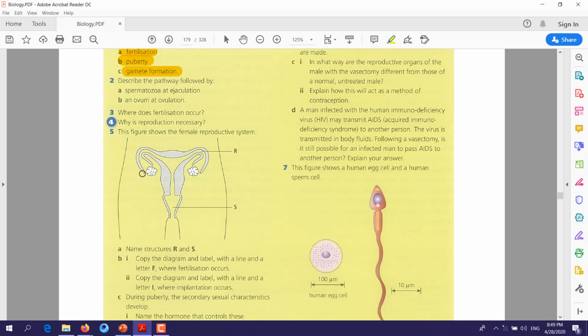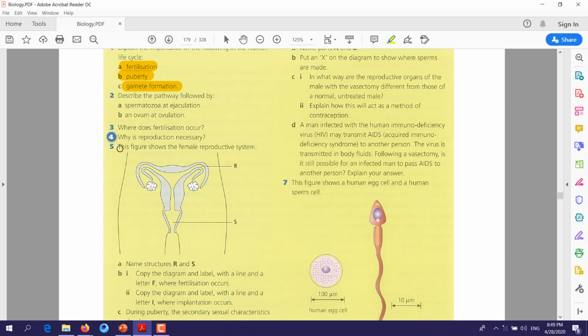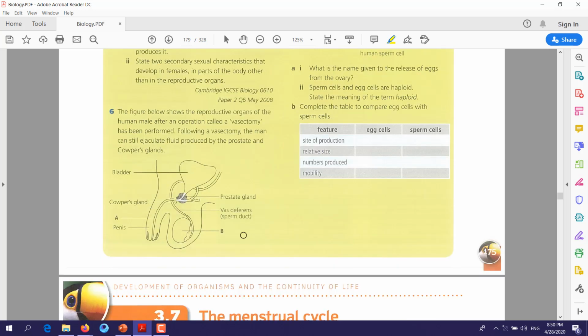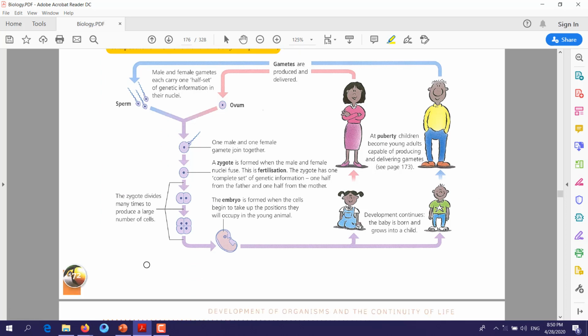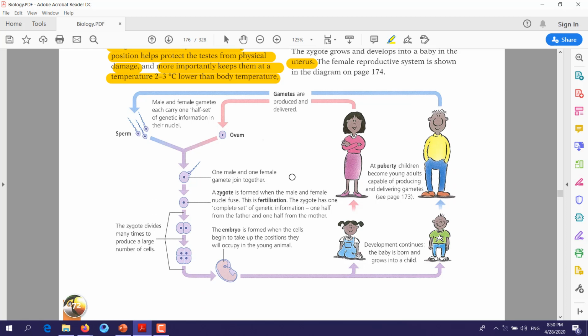Question number 5 will be your task, and also question number 6. Last thing here is the life cycle, how it is. Firstly, you have puberty. As we said, puberty is the stage in which the human will be physically able to reproduce. Male and female are now both able to produce gametes, sperm and ovum. Sperm will be produced by the male, while the ovum will be produced by the female.